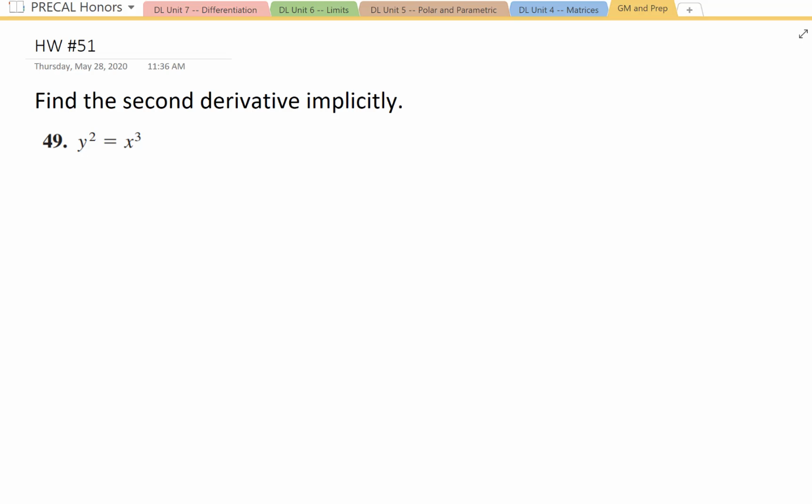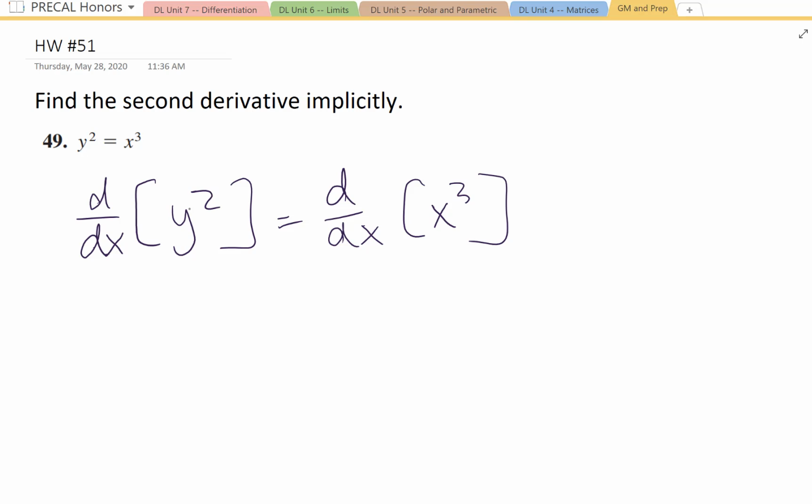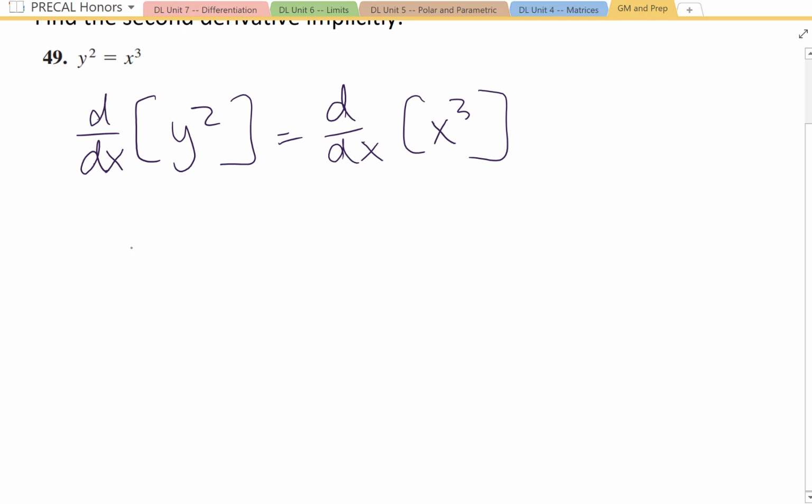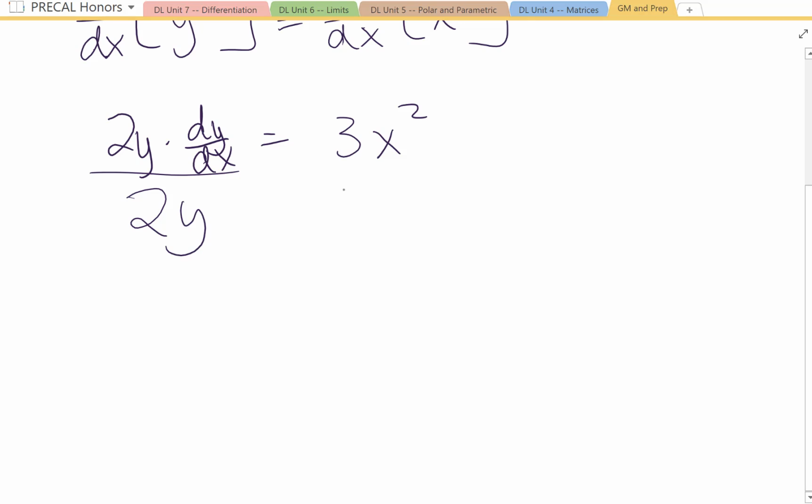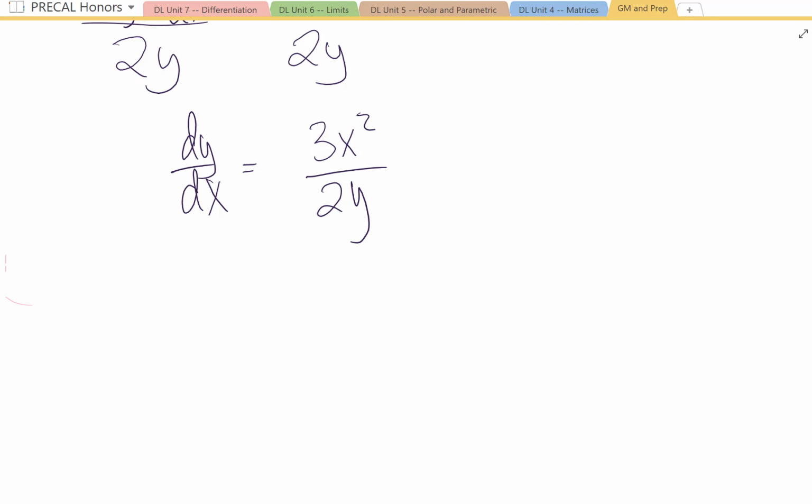Find the second derivative implicitly. We will begin by deriving each side with respect to x. The derivative of y squared with respect to x is 2y dy/dx. The derivative of x cubed with respect to x is just power rule, 3x squared. Divide both sides by 2y, which gives me dy/dx = 3x squared over 2y.